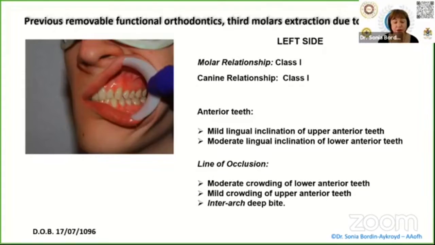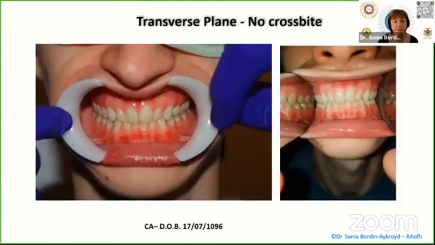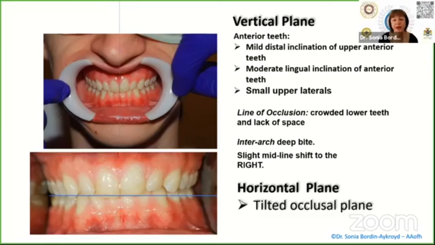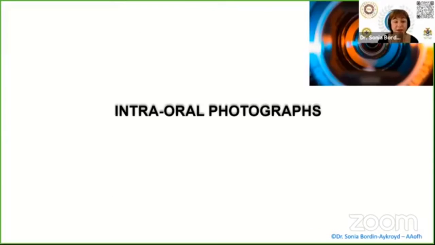We do our intraoral assessment where we classify any malocclusion. And we record any relevant information such as previous orthodontic treatment or extractions. We carefully note any relevant signs. We look at the vertical and horizontal plane and do the midline assessment.